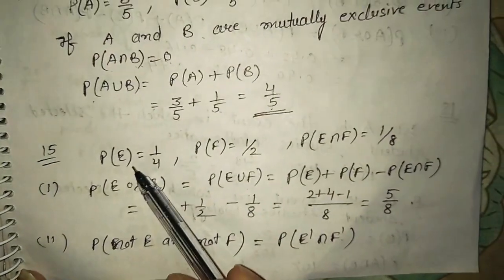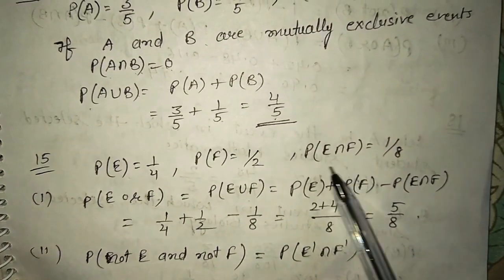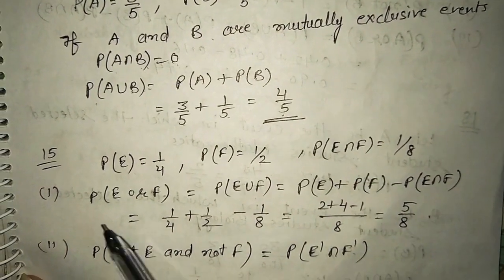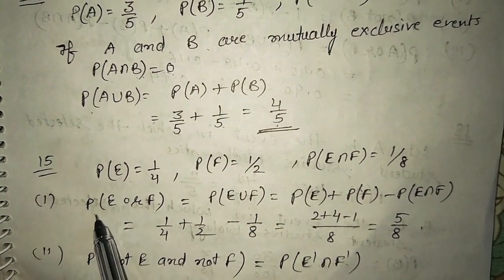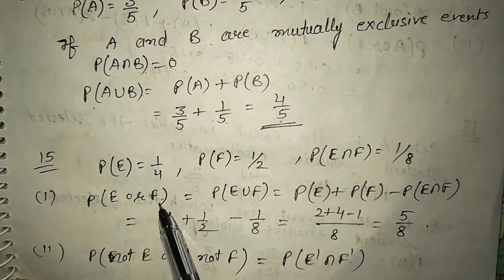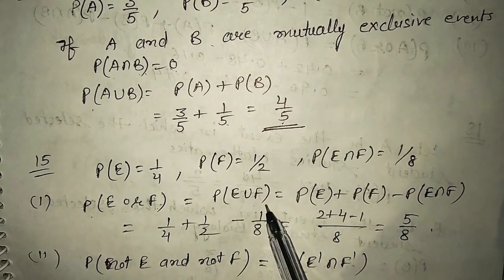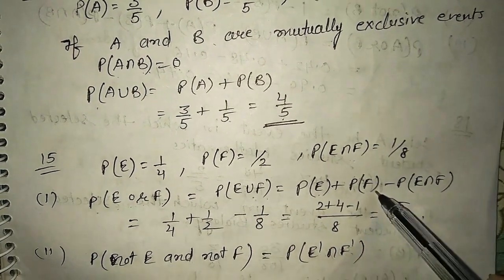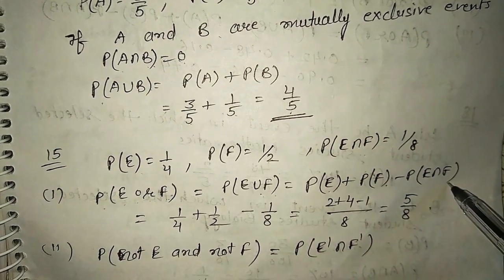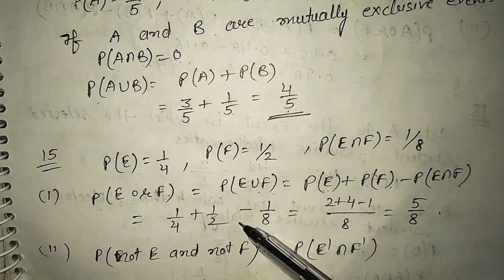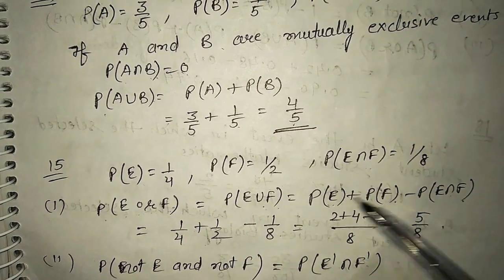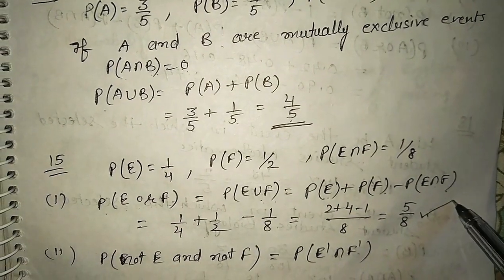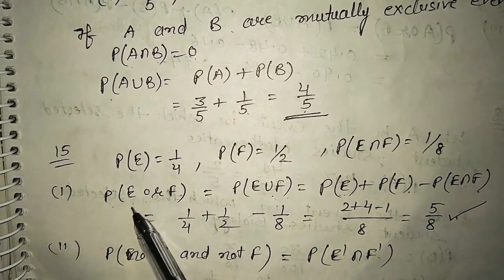Now come to the next question, 15. In this question, P(E), P(F) and P(E intersection F) are given. In the first part, we want to find P(E or F), where E or F means E union F. We know the formula P(E union F) equals P(E) plus P(F) minus P(E intersection F). After solving, we will get P(E union F).